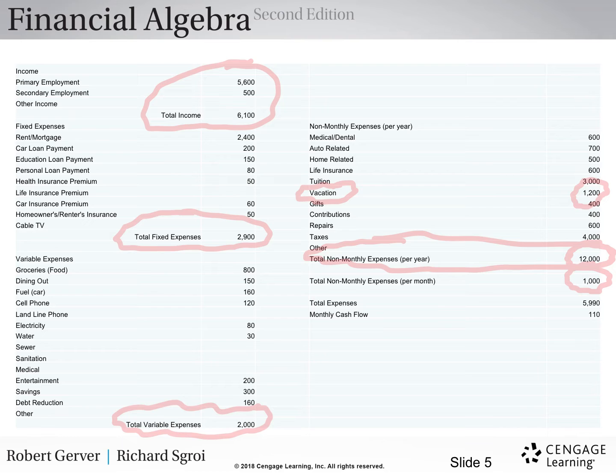Now, if you notice up here in the upper left, we had total income, which was $6,100. In the lower right, we have total expenses. This is the fixed expenses, the variable expenses, the yearly expenses prorated per month. And we come out with $59.90. And then the difference between these they call monthly cash flow. You might also call it a surplus. So long as you're taking in more money than you're spending out, this should be a positive number. In this case, it's $110 per month.